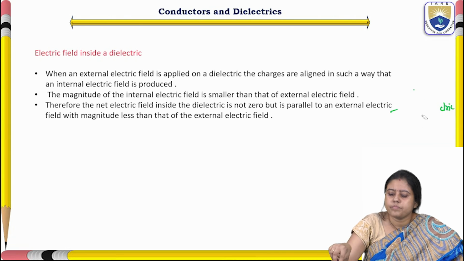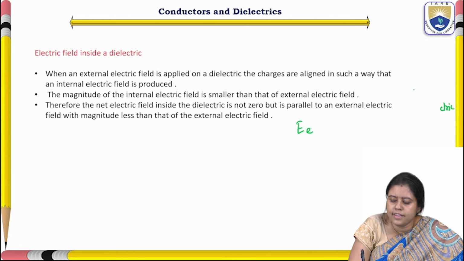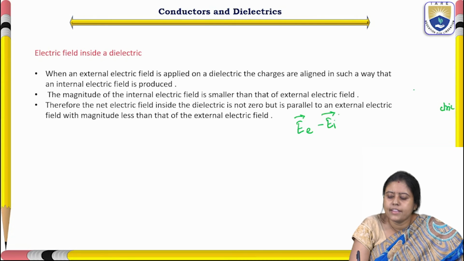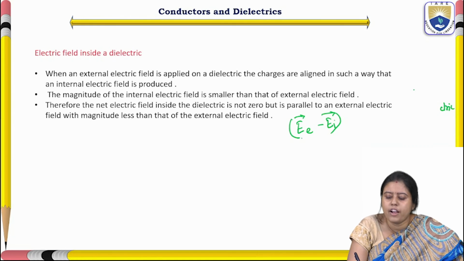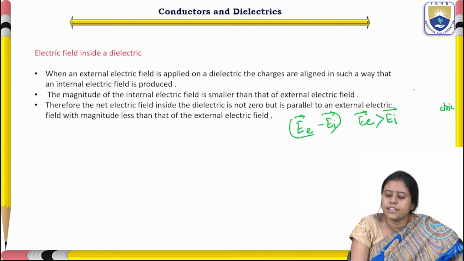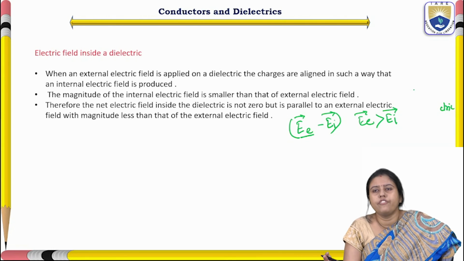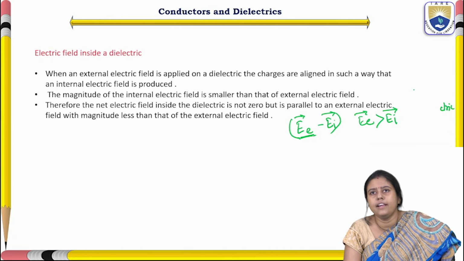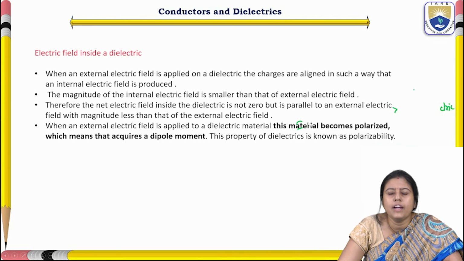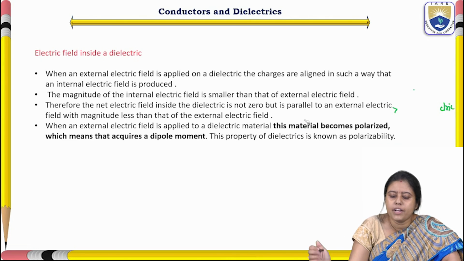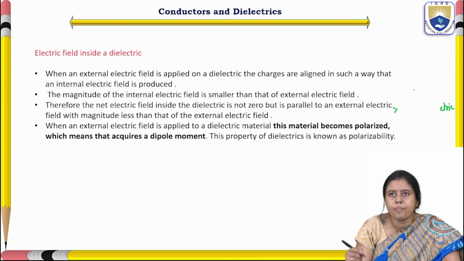And what will happen? If the external field is E and the internal is E_i, the overall intensity is not zero. The electric field has some value as the external field is greater than the internal field, and the direction of the field will be parallel to the external electric field. When the external electric field is applied to the dielectric material, the material becomes polarized, which means it acquires a dipole moment, and this property of the dielectric is known as polarizability.